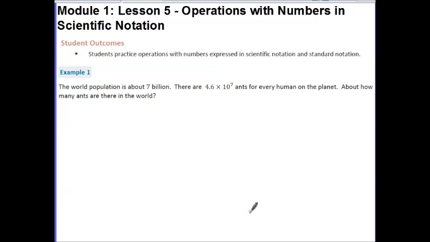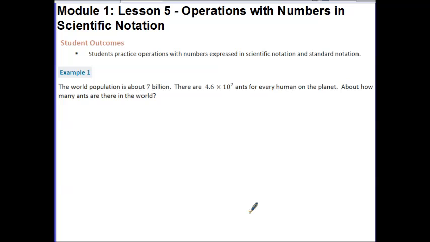Today's lesson is Module 1, Lesson 5, Operations with Numbers and Scientific Notation. Your outcomes for today's lesson are students practice operations with numbers expressed in scientific notation and standard notation. So let's take a look at example 1.